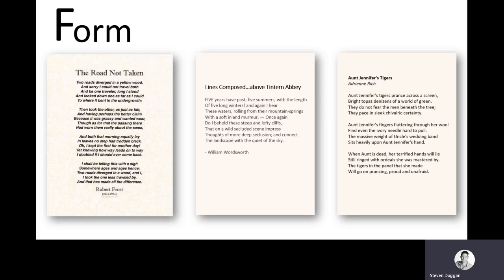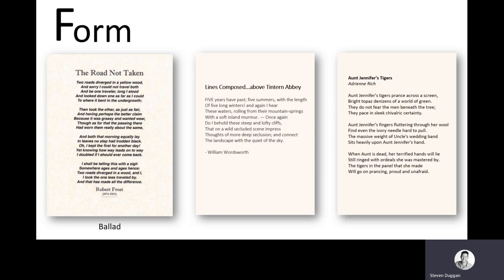So let's look at some examples of form, and these are taken from the current Leaving Cert course. We have The Road Not Taken by Robert Frost, written in 1916, which is interesting when you think about the theme of the poem and the backdrop historically to when that poem was written. We have Lines Composed Above Tintern Abbey by William Wordsworth, and a more modern poem, Aunt Jennifer's Tigers by Adrienne Rich, which is from 1951. But what we can see also is that they have very distinctive forms.